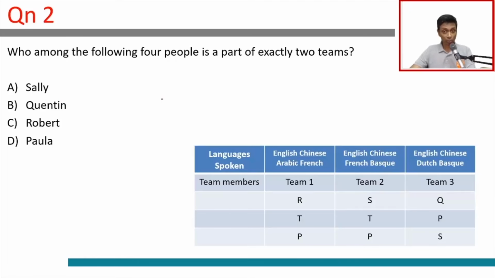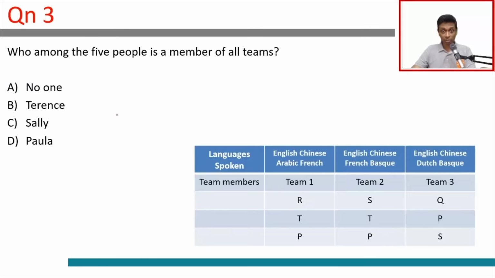Who among the following 4 people is a part of exactly 2 teams? R is there in only one team. Q is there in only one team. Terence is there in 2 teams. Sally is there in 2 teams. And Paula is there in 3 teams. 3 plus 2 plus 2, 7 plus 1 plus 1, 9. That works. So the answer choice should be either Terence or Sally. Sally is there. Thankfully, Terence is not there. Answer choice is Sally.